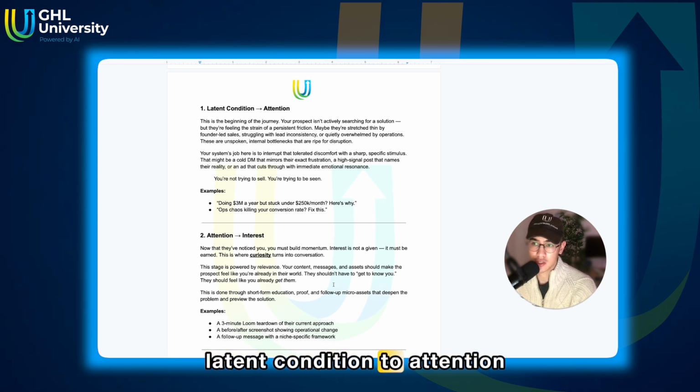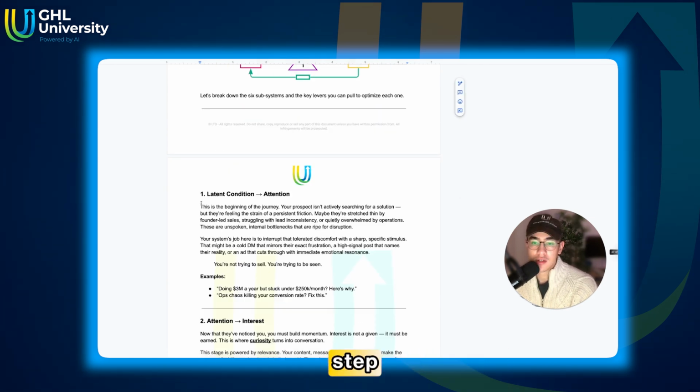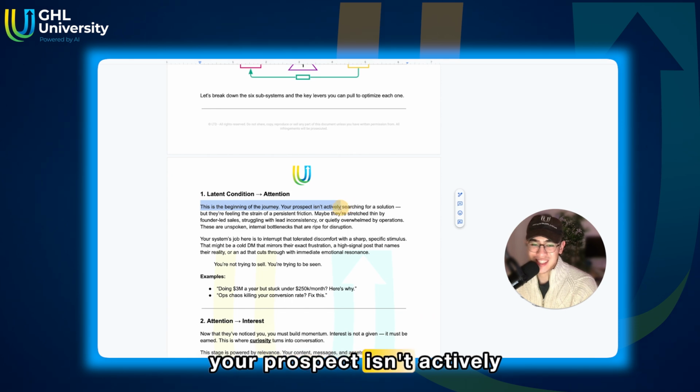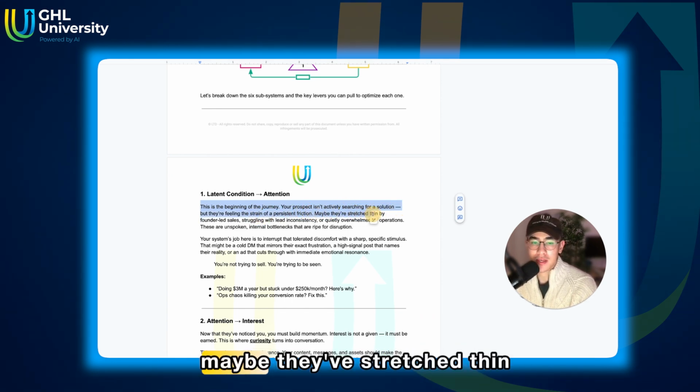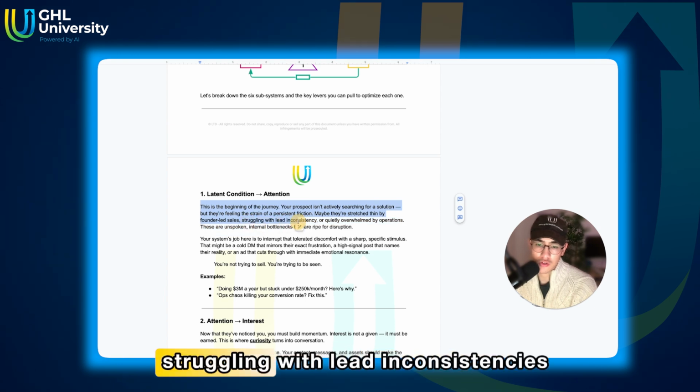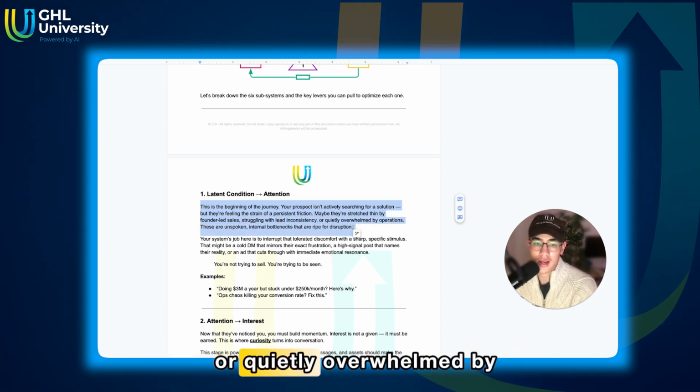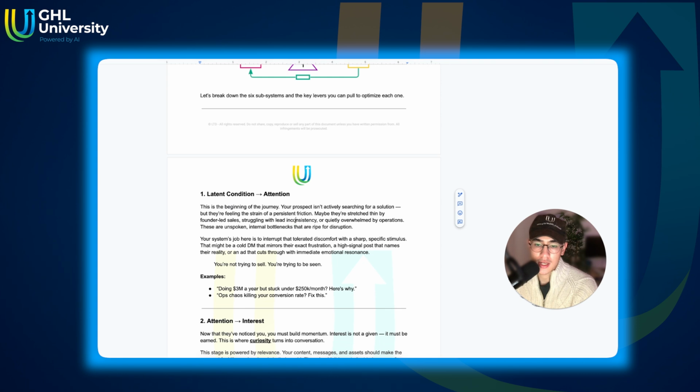Latent condition to attention, right? This is the first step. This is the beginning of the journey. Your prospect isn't actively searching for a solution. They're feeling the strain of persistent friction. Maybe they're stretched thin by founder-led sales, struggling with lead inconsistencies, or quietly overwhelmed by operations. These are unspoken internal bottlenecks that are ripe for disruption.